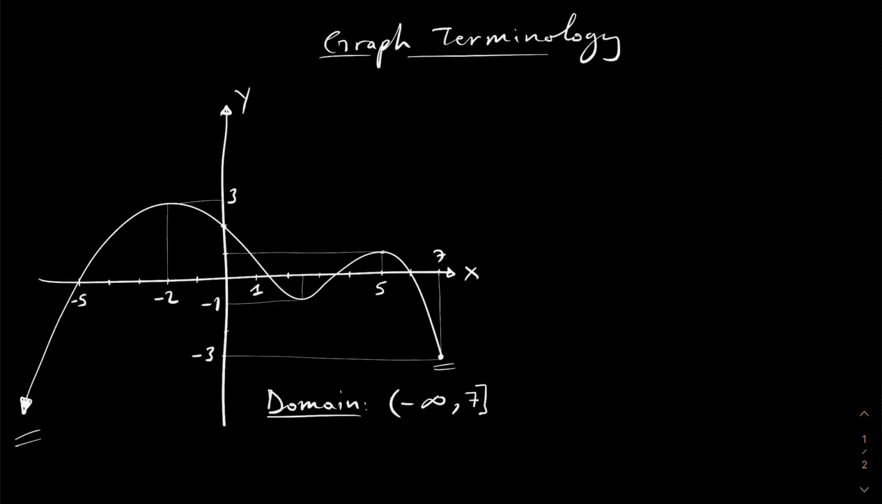I'm putting a parenthesis on infinity here to say that that doesn't stop and it goes forever. But at 7 here, I'm going to have to put a closed bracket to say that the graph actually stops at 7, and the location 7 is actually part of our graph.